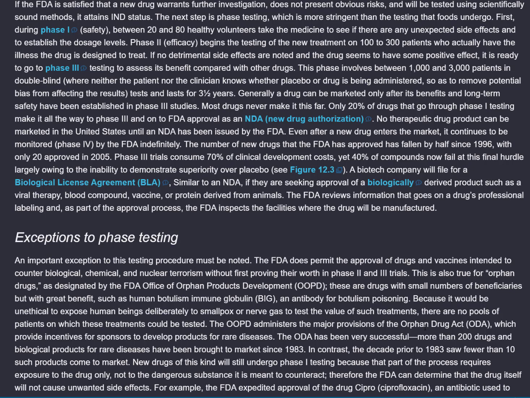A biotech company will file for a biological license agreement, BLA, similar to an NDA, if they are seeking approval of a biologically derived product such as a viral therapy, blood compound, vaccine, or protein derived from animals. The FDA reviews information that goes on a drug's professional labeling and, as part of the approval process, the FDA inspects the facilities where the drug will be manufactured.